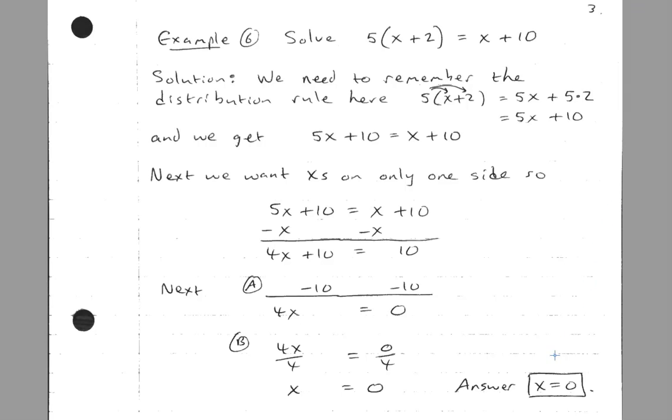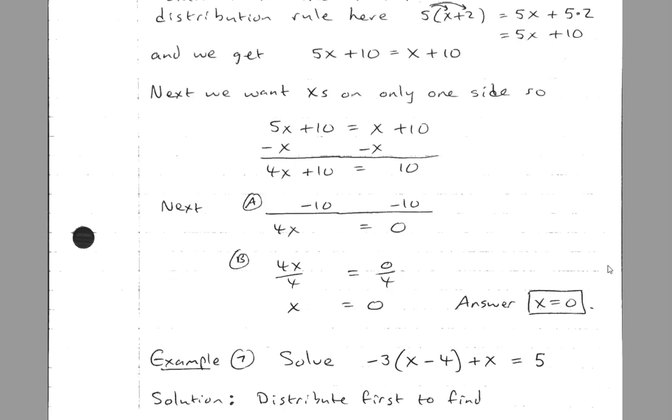And just checking, does that work? So when x is 0, this just disappears. We just have 5 times 2. And this also disappears. So 10 equals 10. So that's a good solution.